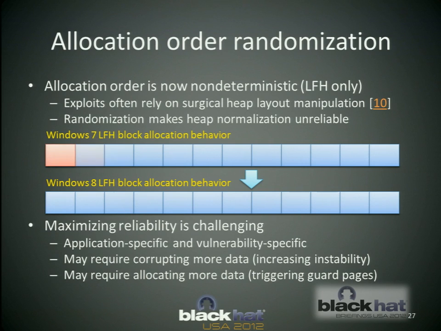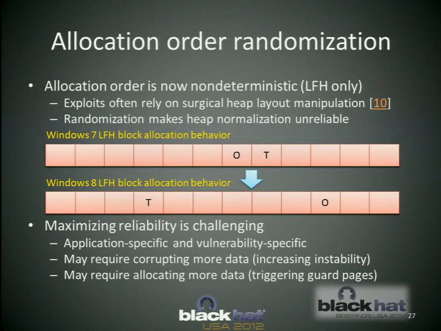So if you look at Windows 7 from LFH, the allocation order is sequential. The attacker can get the heap into such a state where he can make sure that his overflow block comes right before the block that he wants to overflow, the target block. In Windows 8, of course, the allocation behavior is no longer deterministic. So the attacker isn't guaranteed that his overflow block is going to precede the target block that he wants to corrupt.